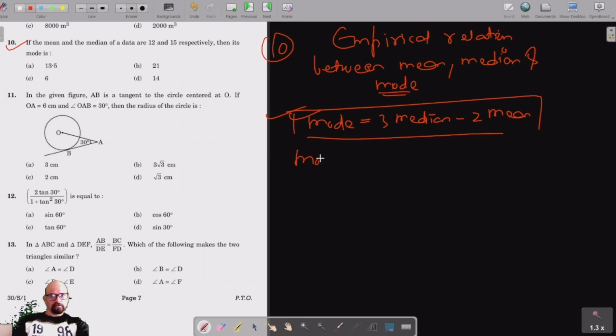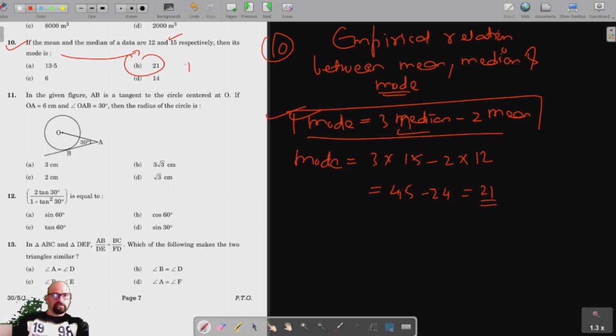So mode is equal to 3 into median. Median is 15, minus 2 into mean, which is 12. So this is 45 minus 24, which is equal to 21. So B is the correct option for question number 10.